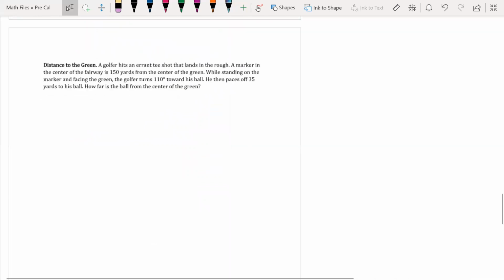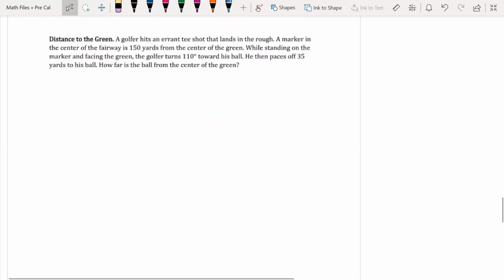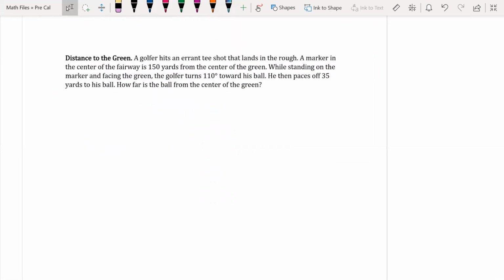Distance to the green. A golfer hits an errant tee shot that lands in the rough. A marker in the center of the fairway is 150 yards from the center of the green. While standing on the marker and facing the green, the golfer turns 110 degrees towards his ball. He then paces off 35 yards to his ball. How far is the ball from the center of the green?